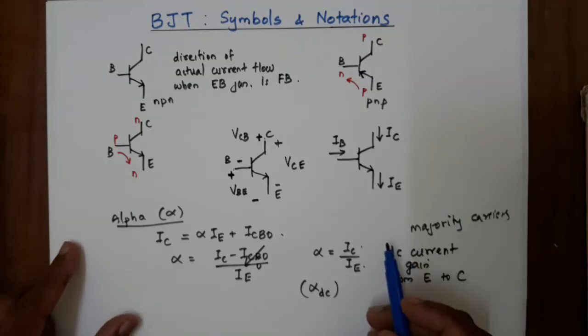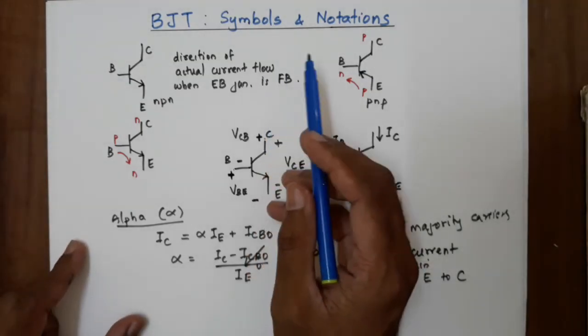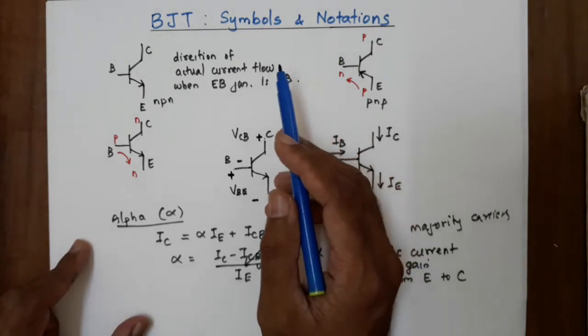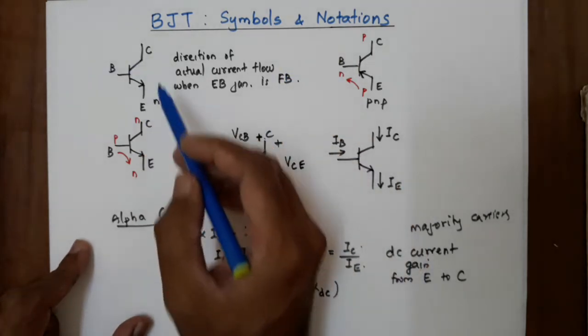So welcome to this video. In this video we will discuss the various symbols and notations regarding BJT. So this is the symbol used for an NPN transistor.